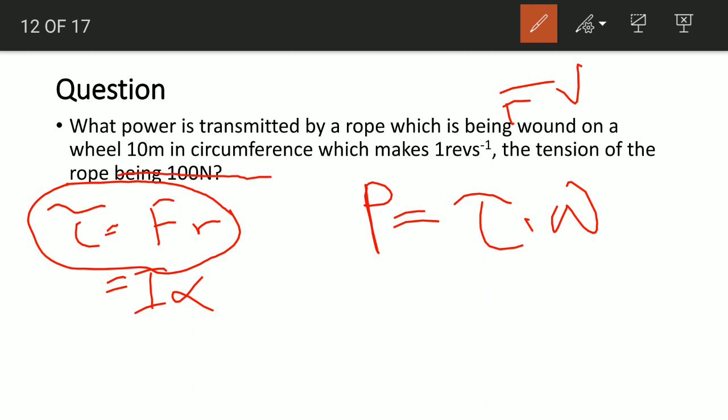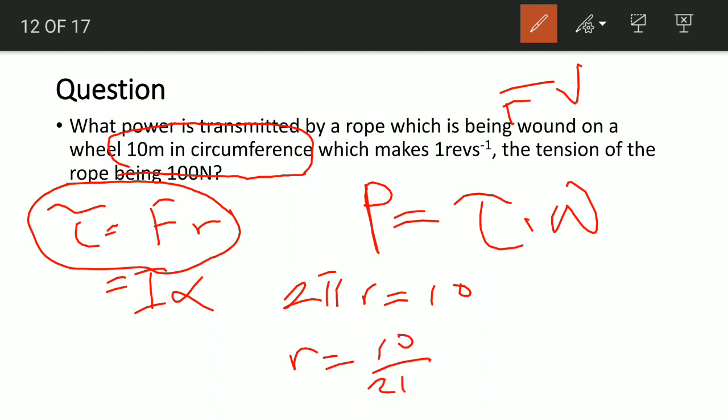It says it is 10 meters in circumference. What is the value for circumference? Circumference is equal to 2 pi r. So the circumference here is equal to 10 meters. That means the radius will be 10 over 2 pi, which is 5 over pi meters. So the radius of this particular wheel is 5 over pi meters.